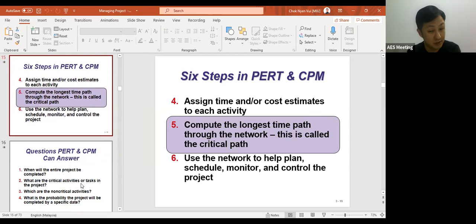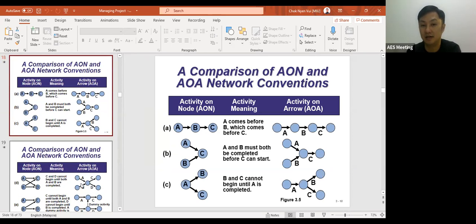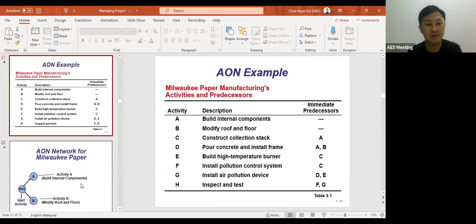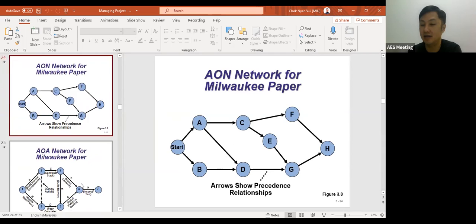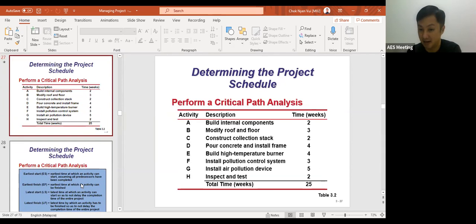Then step number 5, very important, compute the longest time path throughout the network, is what we call the critical path. Other than that, here we have a number of comparisons, AOA and AON. We have shown you some of the examples here. Importantly, here is about how we draw the AON and how we draw the AOA.